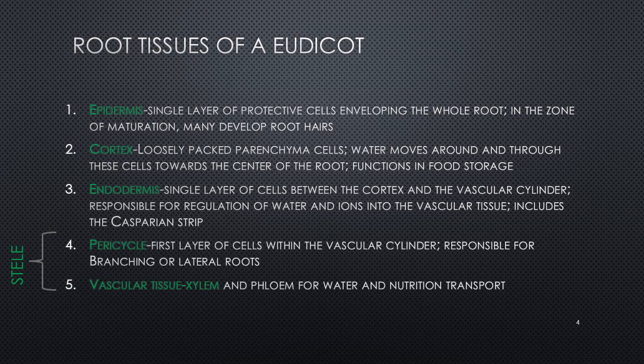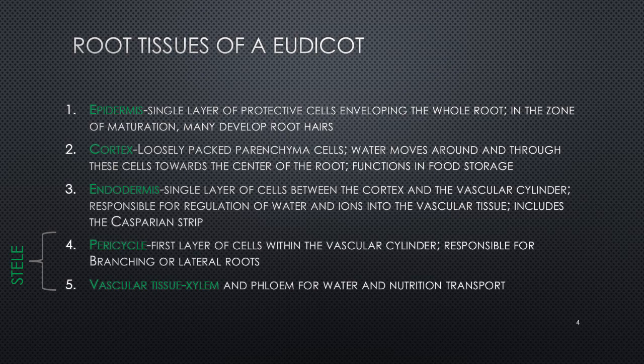And then there's the endodermis, and that's a single layer of cells between the cortex and what we call the vascular cylinder. And it plays a vital role because it is responsible for the regulation of water and ions into the vascular tissue, so into the xylem, so it can be moved up and down. And it has what's called the Casparian strip, and we're going to talk in detail about that endodermis, so you need to get to know that one pretty well.